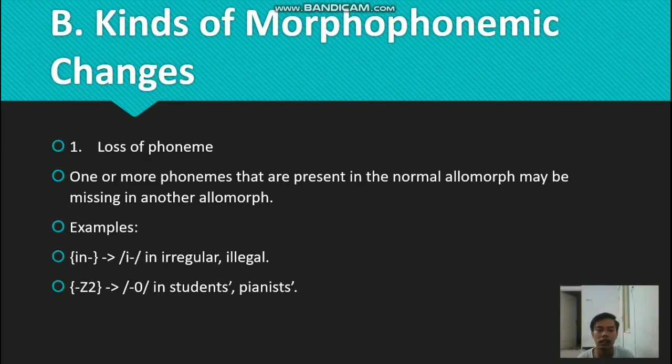And in English, there are 10 types of morphophonemic change. Each of them is described briefly as follows. The first one, loss of phoneme. Loss of phoneme is when one or more phonemes that are present in the normal allomorph may be missing in other allomorphs.